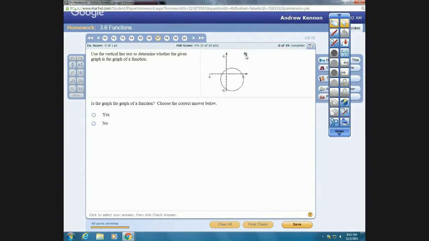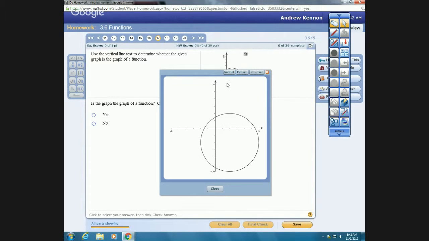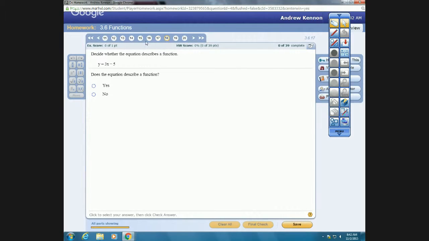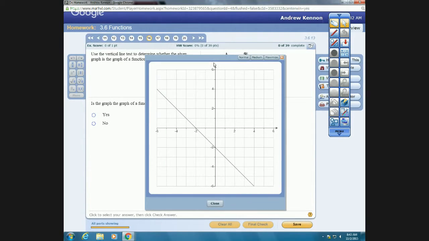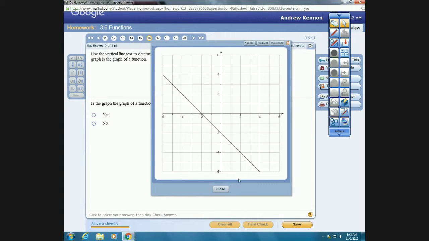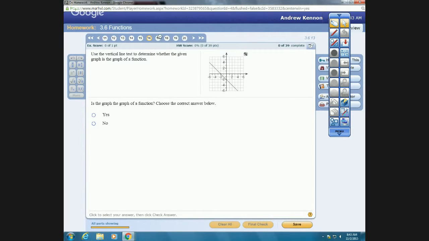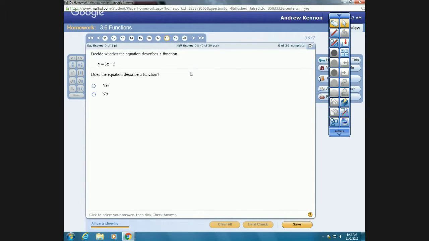All right, so what if you get a graph like this? If I draw a vertical line here, will it hit it twice? Yes, so that one is not a function. If I draw it here, no, not that one, this one. If I draw a vertical line here, will it hit it twice? No, it won't. Everywhere I draw a vertical line, it'll only hit it once. So it is a function. So if it hits it more than once, it is not a function.